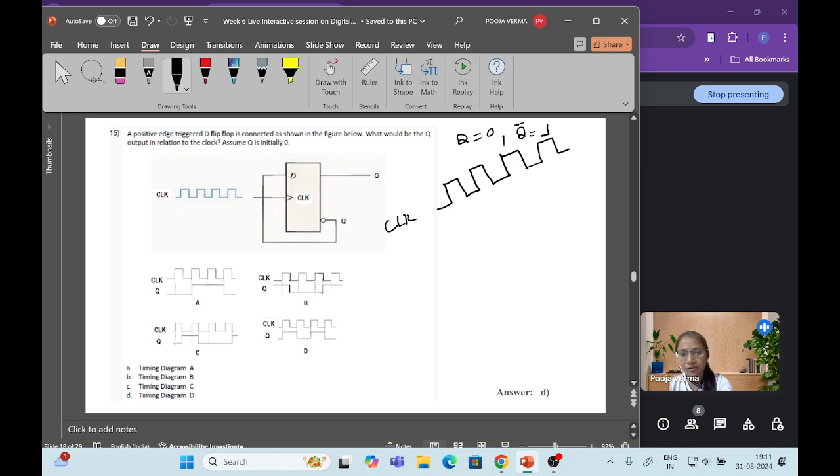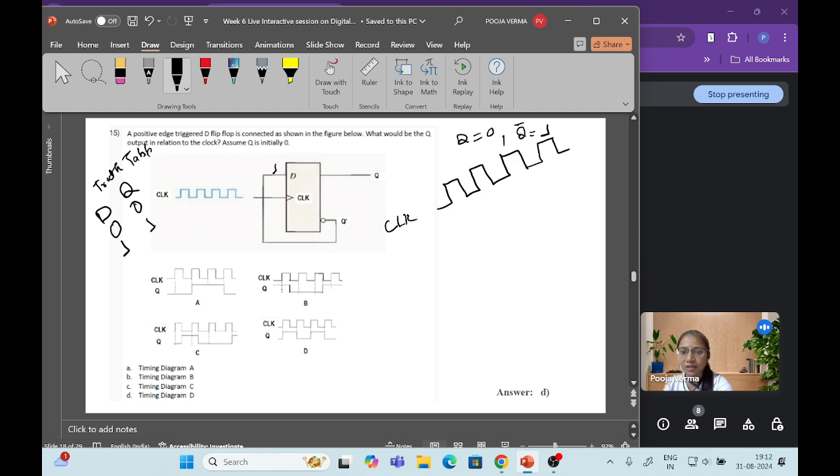So initially Q is 0, Q dash will be 1. Then D is 1, right? The truth table of D flip-flop: if D is 0, output is 0. If D is 1, output is 1. Right? Already we know that. So that means Q dash is 1. Q dash is connected to D, that means D is also 1.